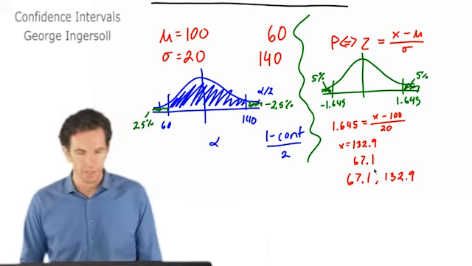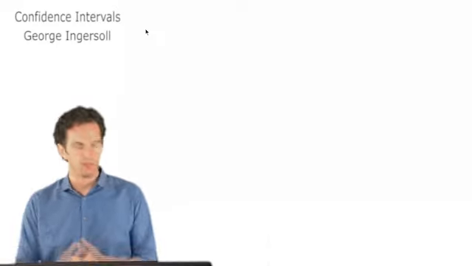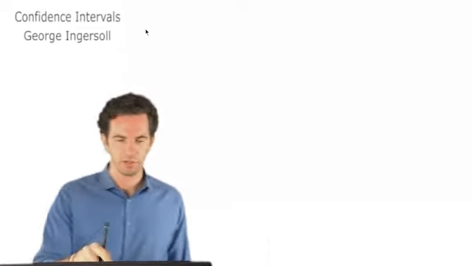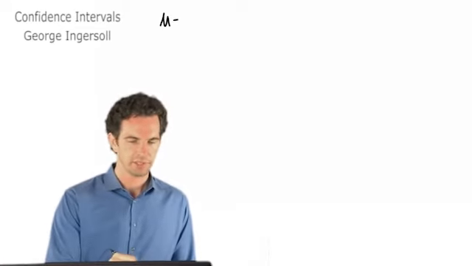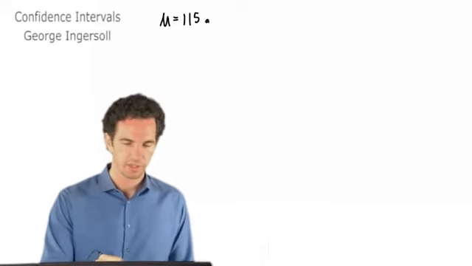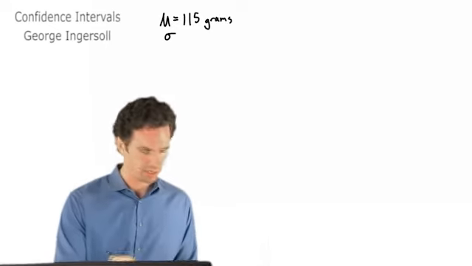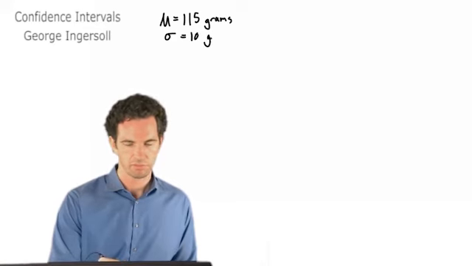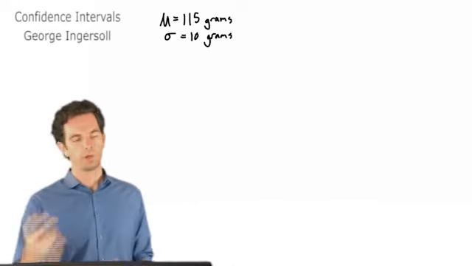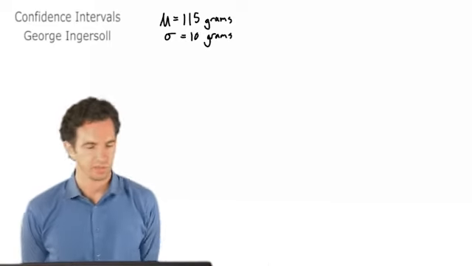All right, another example. And I'm going to open up a fresh sheet. Let's say that you grow apples. You own an apple orchard. And the average size of the apples you grow is 115 grams. That's your average size of the apples, and the standard deviation is 10 grams. And you sell all of your apples to one grocer. And she is somewhat particular. She doesn't want her apples to be too large, and she doesn't want them to be too small.